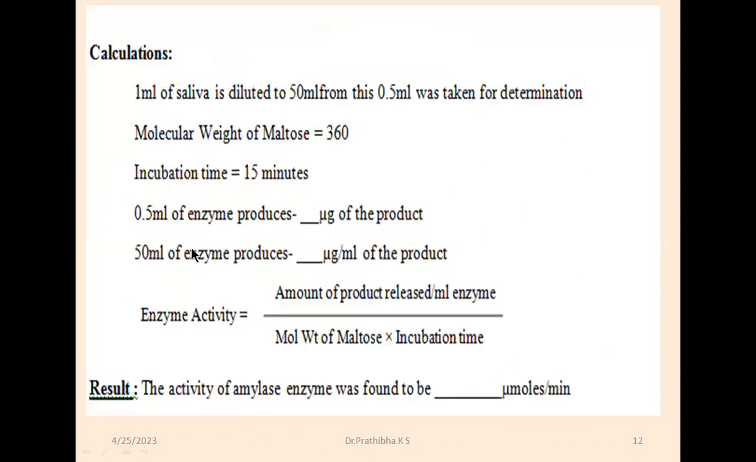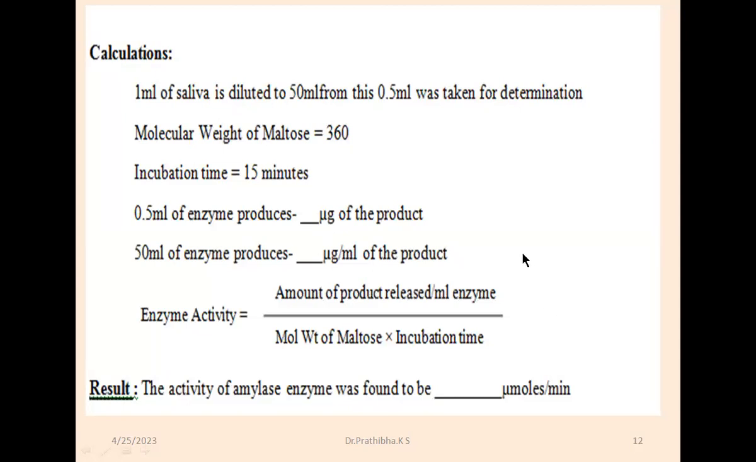And this is the calculation for the enzyme activity. 1 ml saliva is diluted to 50 ml. From this, 0.5 ml was taken for determination. Then you need to apply this particular formula to obtain the amount in micromoles per minute. The result is very, very important. You must write the result. Result carries 1 mark. Okay.